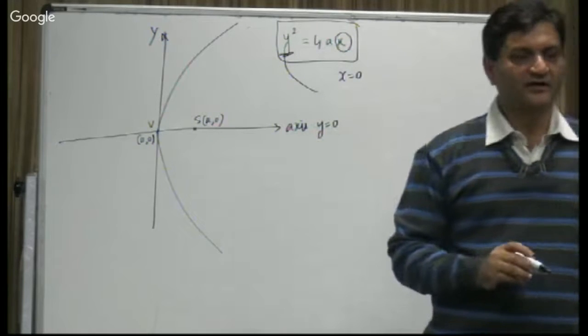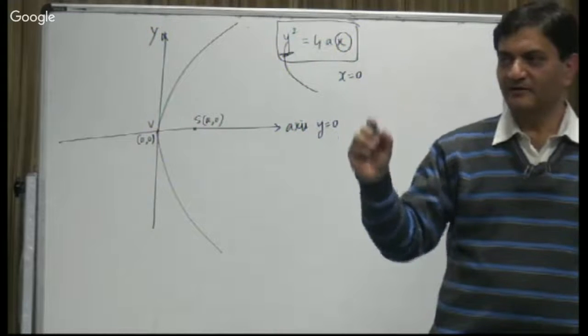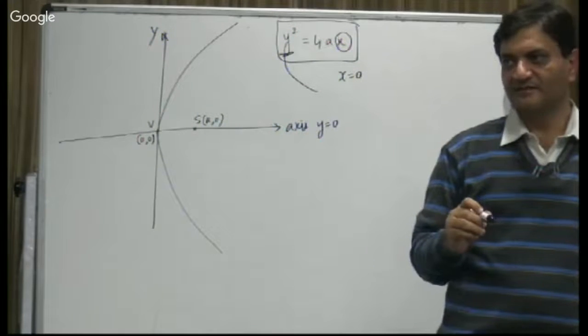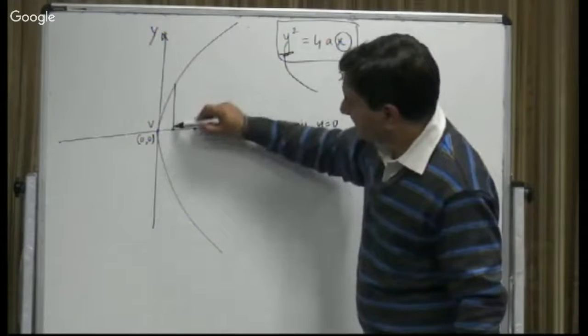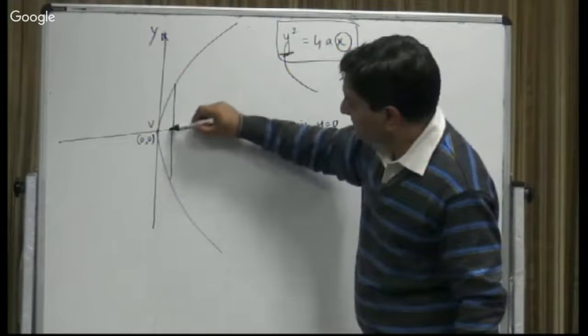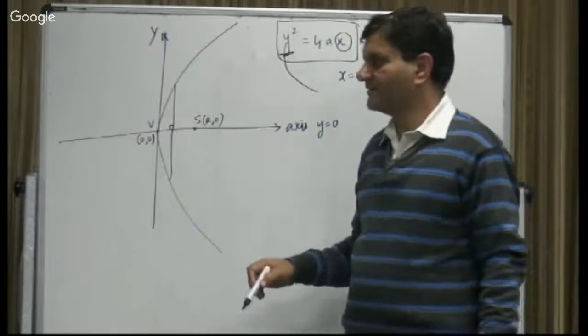What is a double ordinate? A double ordinate is a line perpendicular to the axis. This is a double ordinate. It is perpendicular to the axis. Any line perpendicular to the axis is a double ordinate.